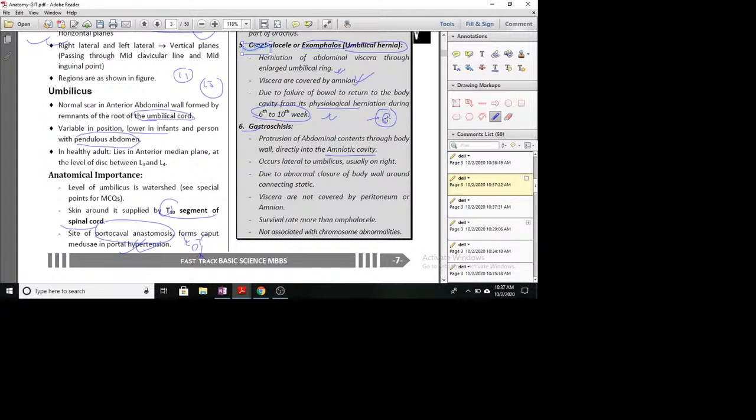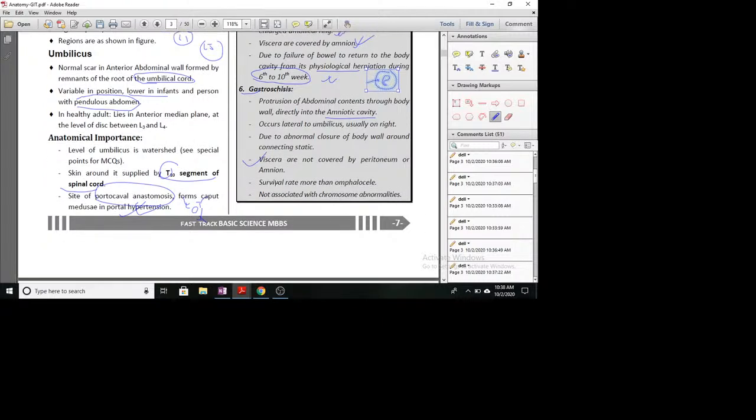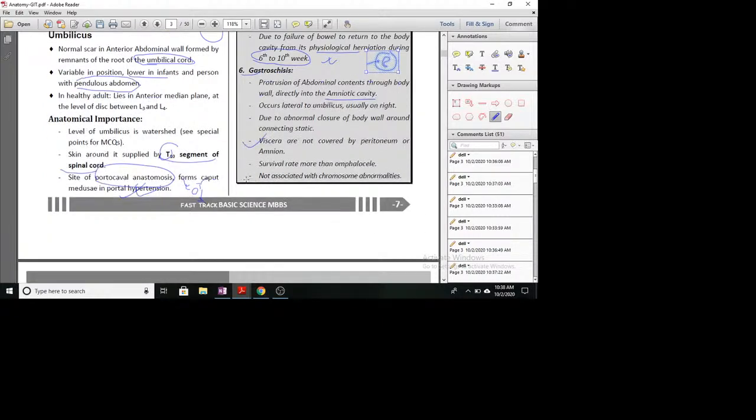If this is a protrusion of abdominal viscera from the embryo into the amniotic fluid, then the condition is called gastroschisis. It occurs lateral to the umbilicus, usually on the right, due to the abdominal closure defect of the body wall. The viscera are not covered by the peritoneum or amnion.